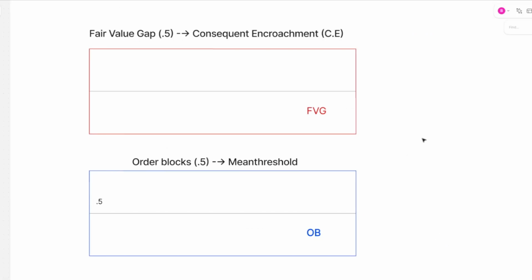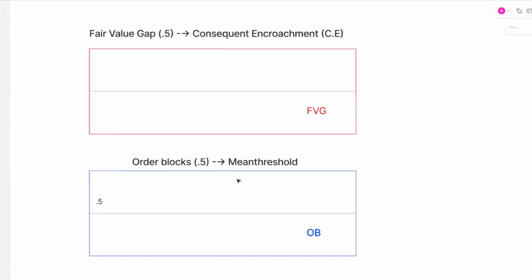Just to elaborate further, what matters for consequent encroachment, the midpoint, I really use it more for higher time frames. Let's say this is a daily fair value gap. I don't want price to really close through the midpoint. If it's a bullish fair value gap and price does come back down, I would like it to wick through if it wants to, and then close back inside. That makes a healthy fair value gap holding the consequent encroachment.